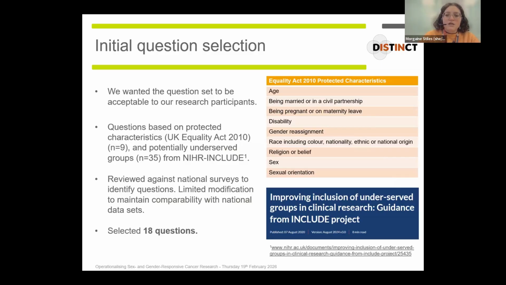And to that end, firstly, the project team, which included 2 patient partners, identified potential questions based on protected characteristics under the UK Equality Act 2010, and also potentially underserved groups identified by the National Institute for Health and Care Research INCLUDE project, which stands for Innovations in Clinical Trial Design and Delivery for the Underserved. And overall, at this stage, we chose 18 questions.